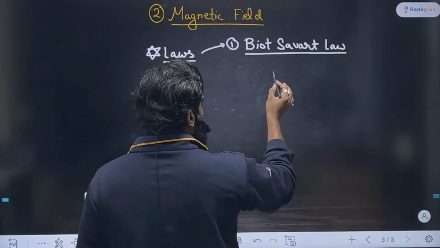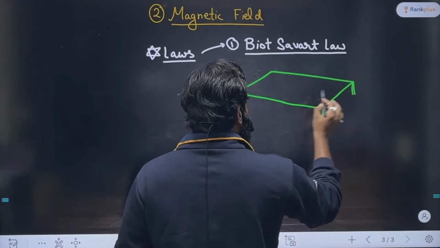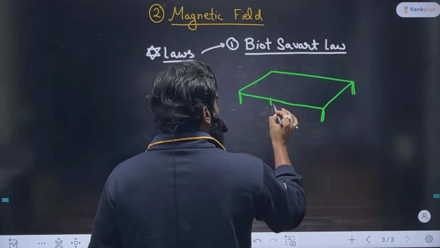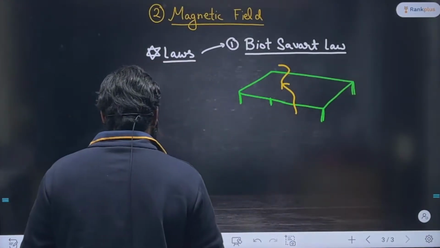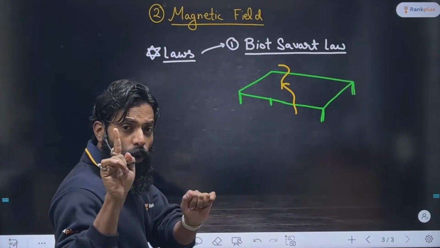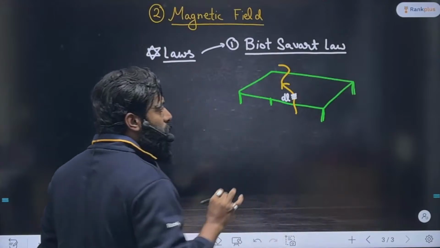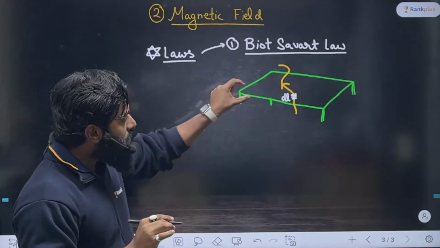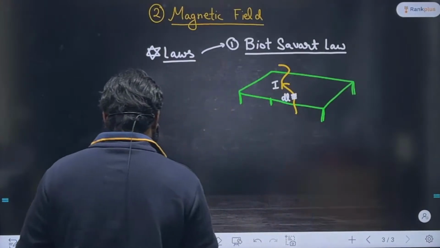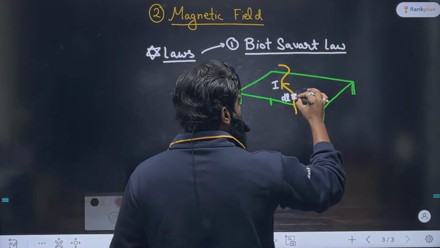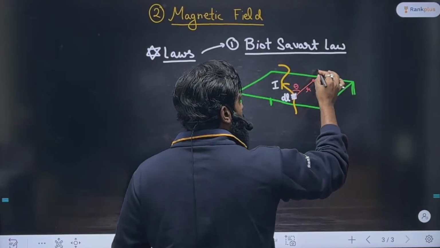It says that if there is a current carrying conductor, I'm making a table here, and assume there is a current carrying conductor, and I am considering only a small portion out of this. Due to this small portion, this current carrying conductor is carrying a current I at a distance r, which is at an angle of theta at this point P.